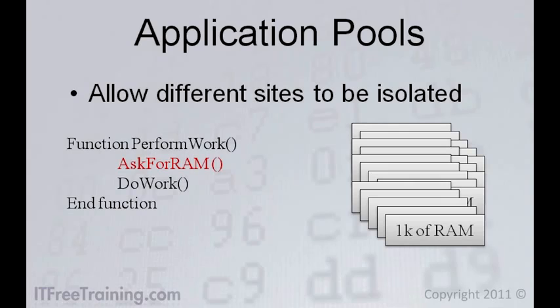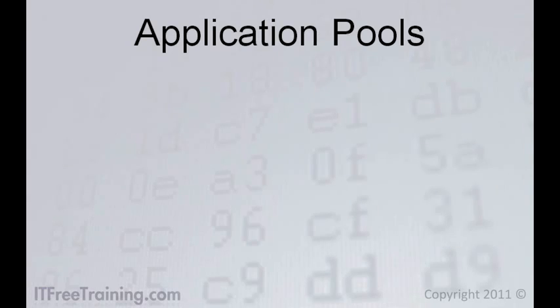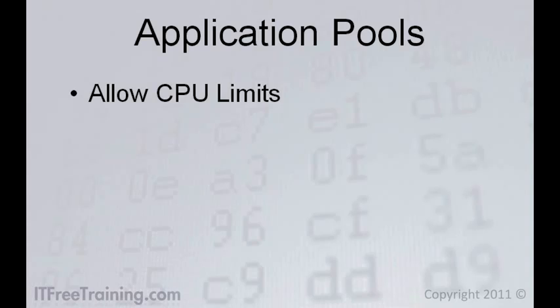If you need to stop or restart a particular part of ISS, you can do so without affecting other applications. Application pools allows you to set CPU limits. This prevents one application or website using all the CPU. Next, you can set recycling options.